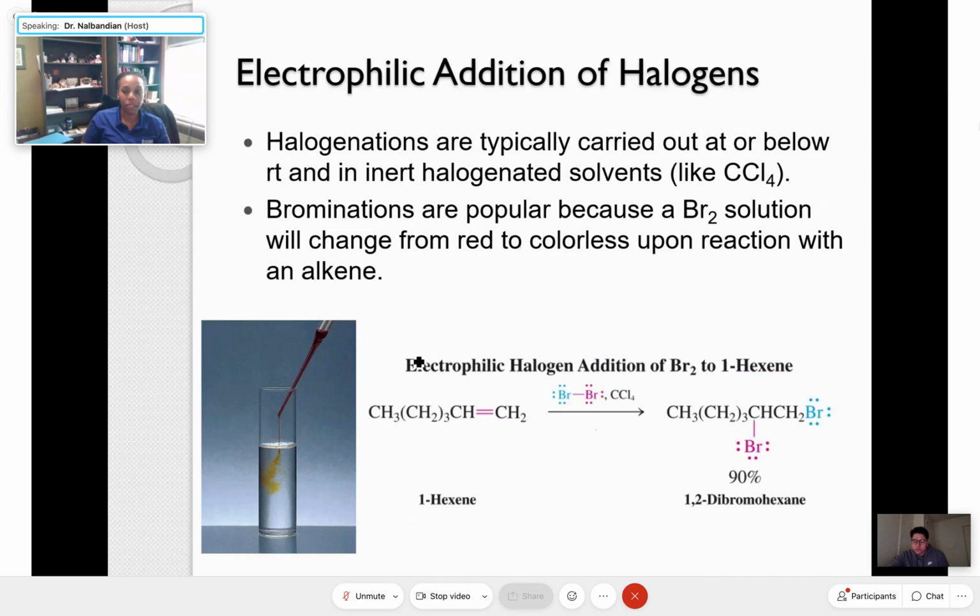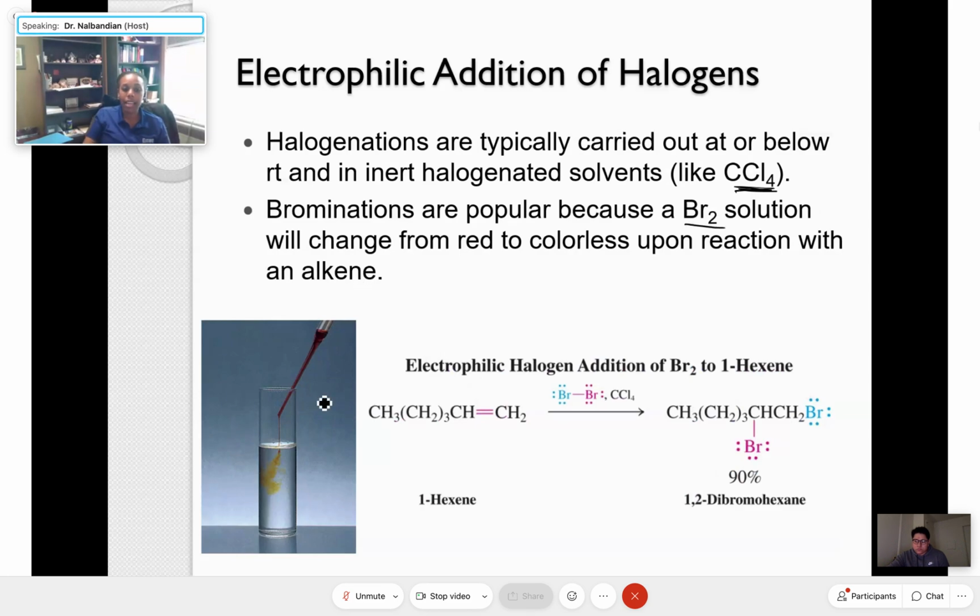We also will carry out the reaction at or below room temperature, and in some kind of a solvent that's inert. It won't react, but it's halogenated. So remember carbon tetrachloride? So we use CCl4. It won't react with anything. It's just our solvent in the reaction. But as I said, we use bromine because it's a liquid. So it's not a poisonous, toxic gas.